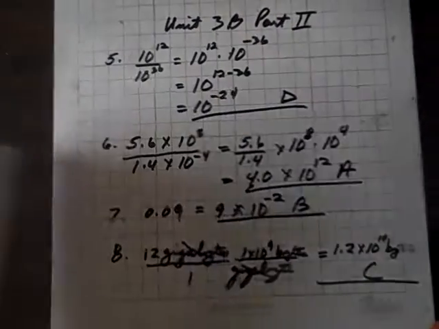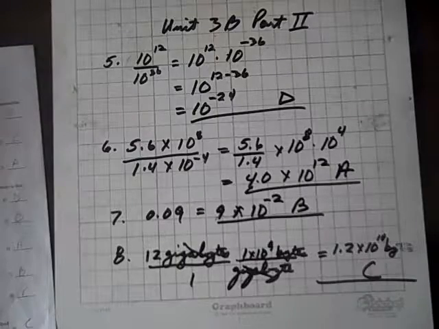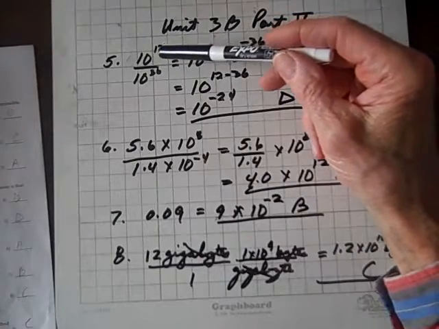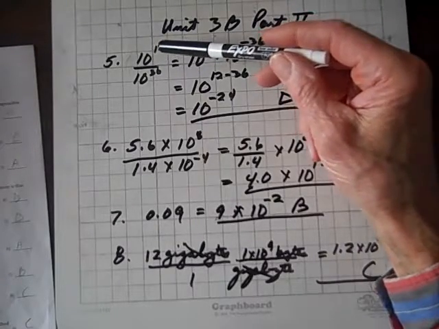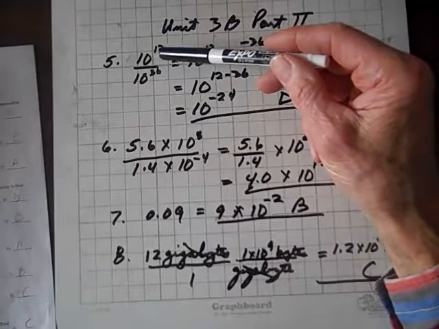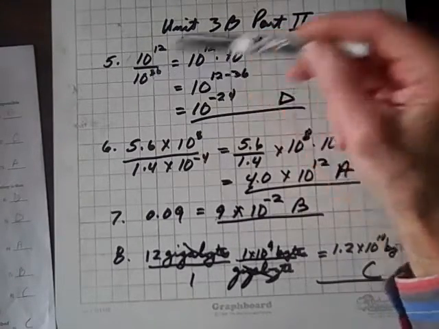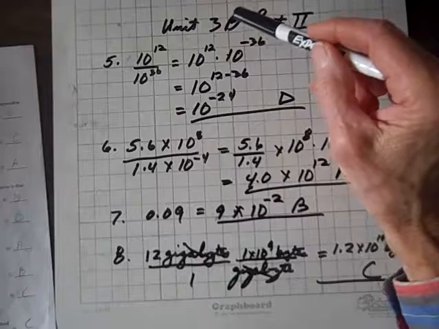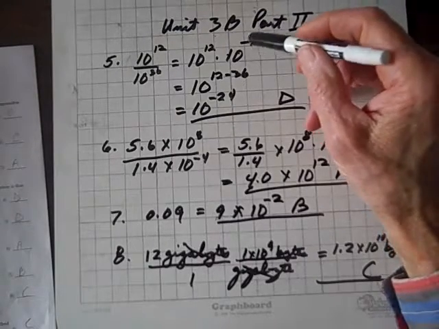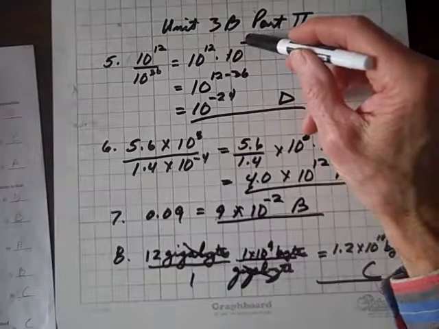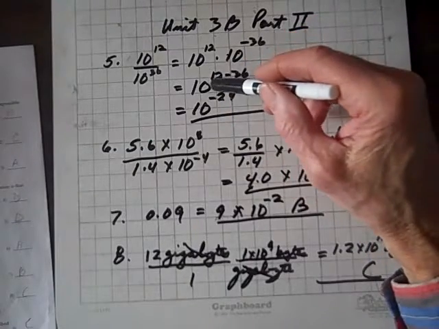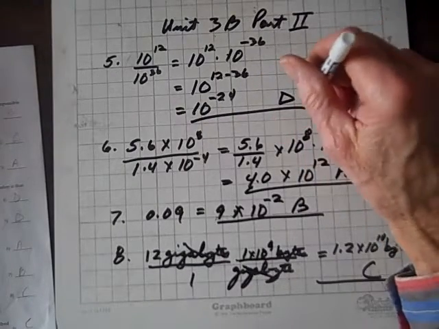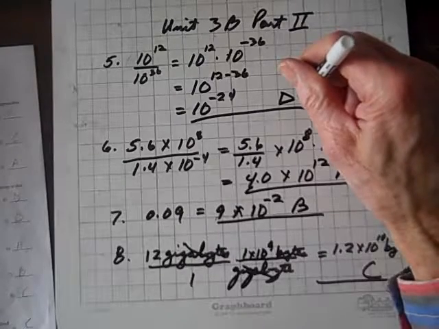So for Unit 3B, Part 2, we're doing the same question structure. They want to know how many times larger the first is than the second. And so that's just division. And we've got 10 to the 12th divided by 10 to the 36. Now we're going to move that 10 upstairs, and so we can employ the law of exponents. And then we have to change the sign on the exponent, and now we have 10 to the 12 minus 36, which is 10 to the negative 24, and that's selection D.